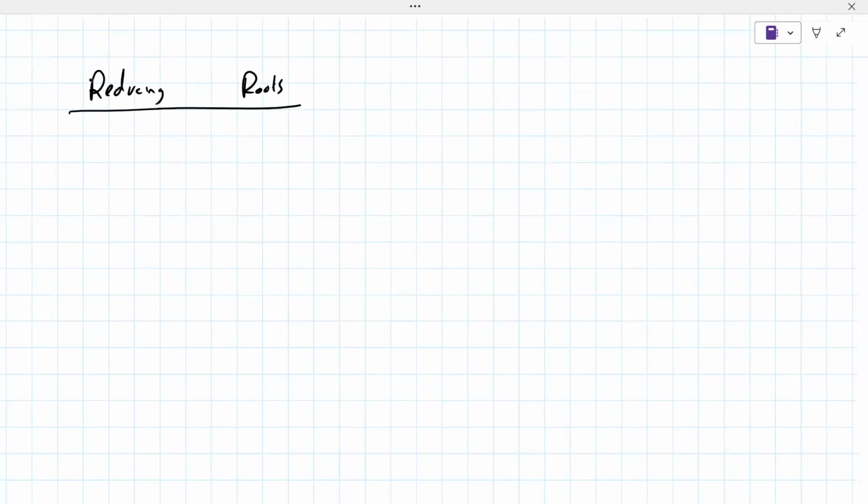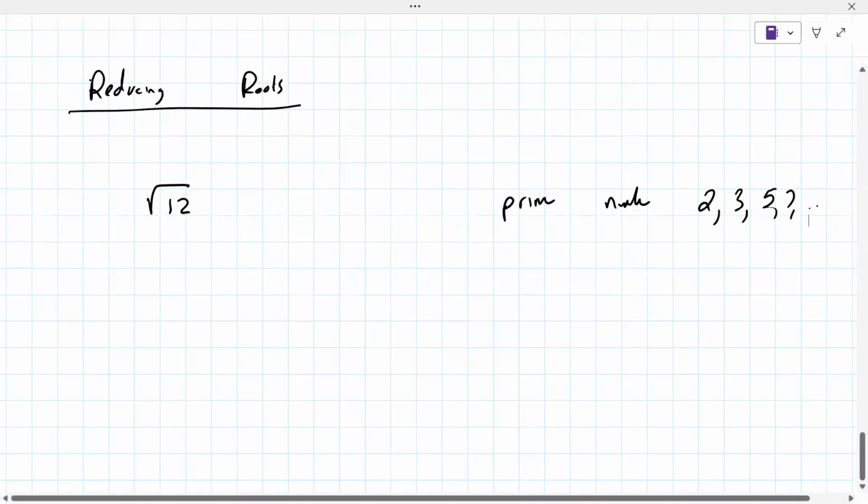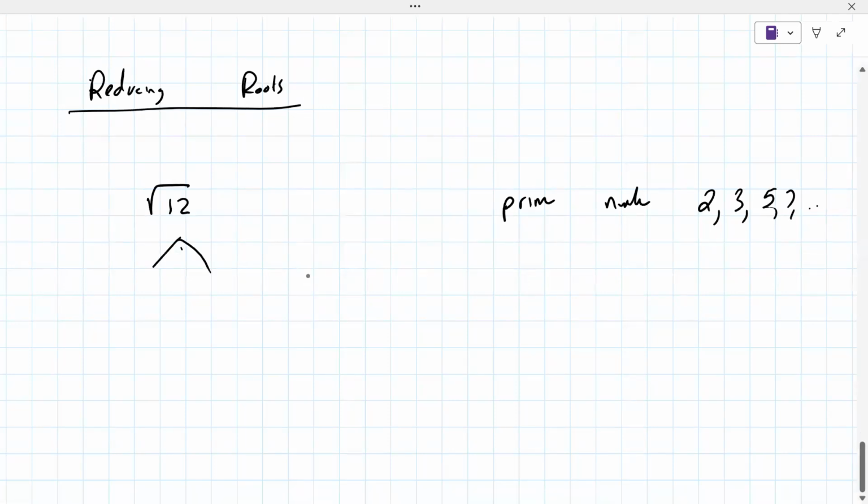So reducing roots, it's something like the square root of 12. Okay. And if you recall, we talk about prime numbers when we talk about reducing roots. You're actually building what's called a prime factorization. And you need to know the prime numbers: 2 and 3, and then 5, and then 7, and so on. Because what you do is look at the smallest prime number: what's the smallest prime number that goes into 12?